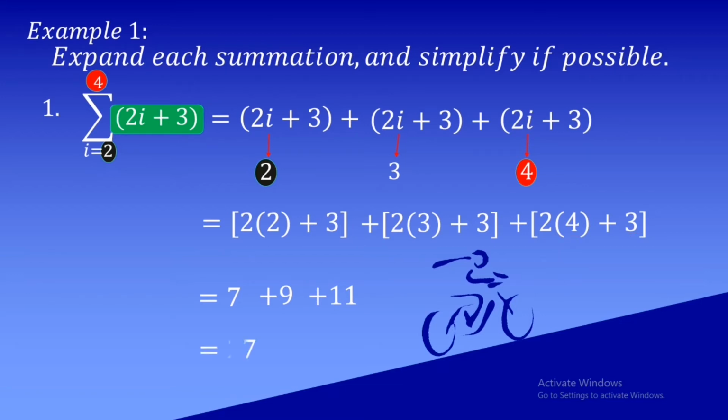Then get the sum of all the terms. 7 plus 9 plus 11 is equal to 27.